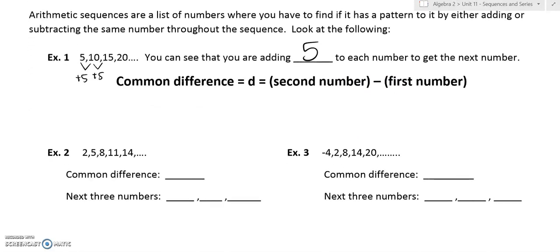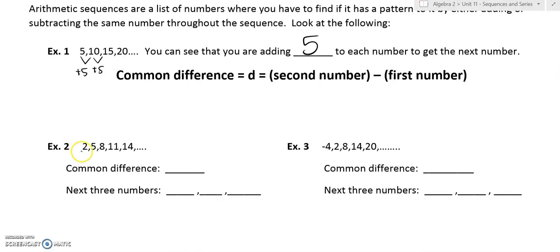So let's practice that. So I have example 2. 2, 5, 8, 11, 14. To get the common difference, let's say d, I take the second number, which is the 5, and I subtract it from the 2. 5 minus 2 gives me 3. That means my common difference is 3. That means I'm adding 3 to each term to get to the next. So if I take 14 and I add 3, I'm at 17. 3 more is 20. 3 more is 23.